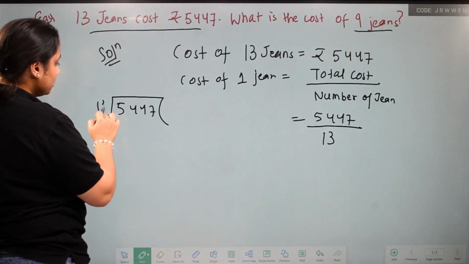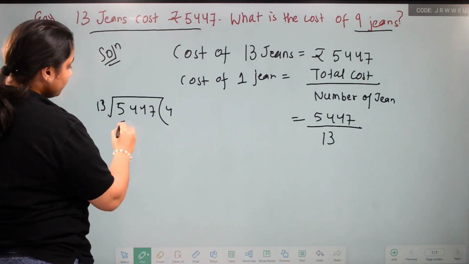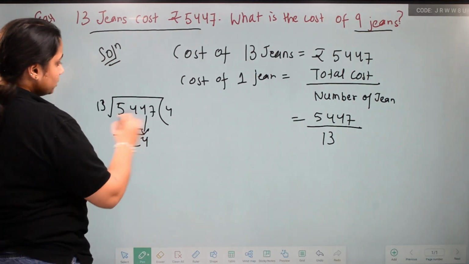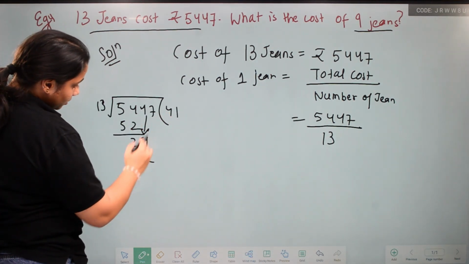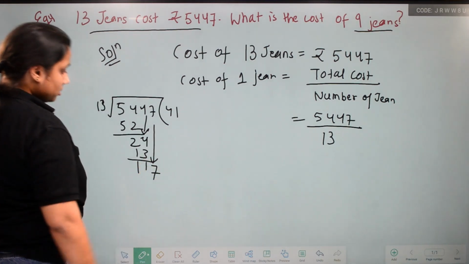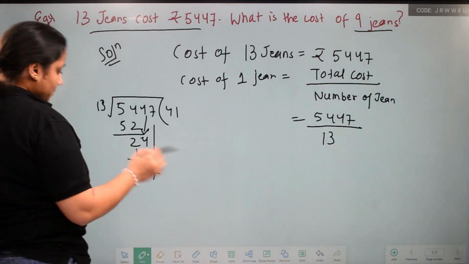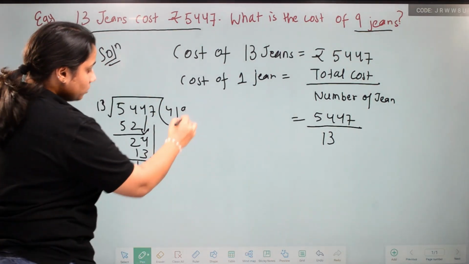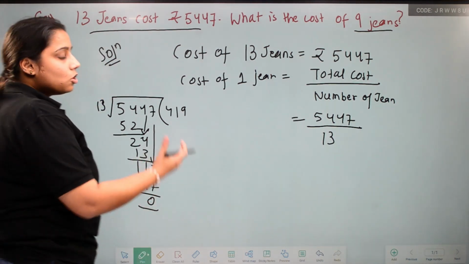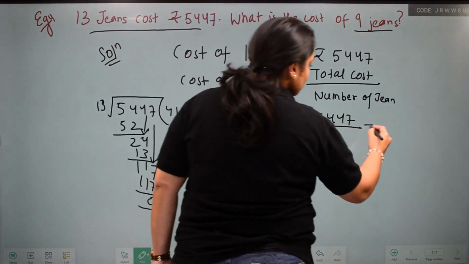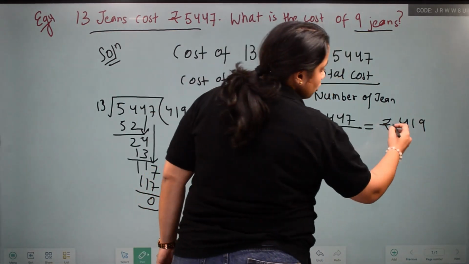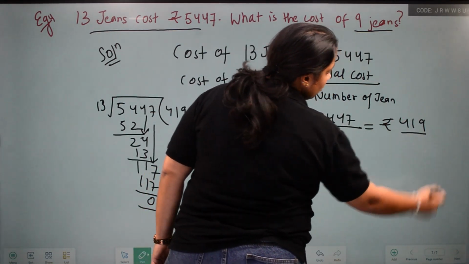5447 divided by 13. 13 into 4 is 52. We got 2. 10, 24. 13 into 1 is 13. We got 11. Bring down this 7. Now 13 into 9 is 117. We got 0 as a remainder. So the cost of one jean is equal to rupees 419.